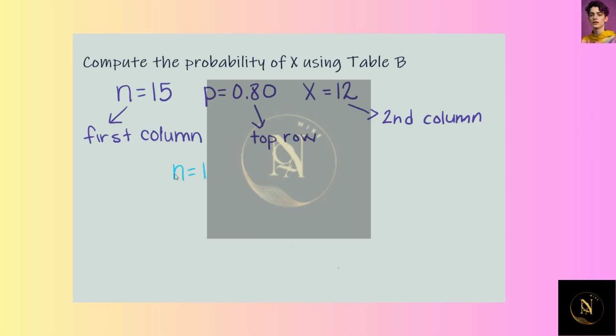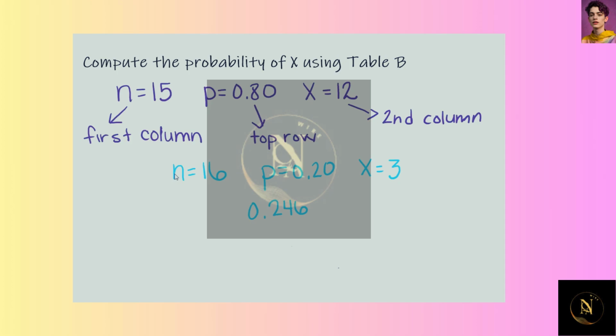For our last example, we have n equals 16, p equals 0.20, and x equals 3. On Table B, you go down to 16. You look for a probability of 0.20 in the top row, and then you go down to 3. So you match the 16 and 3 under probability of 0.20, and you get 0.246.